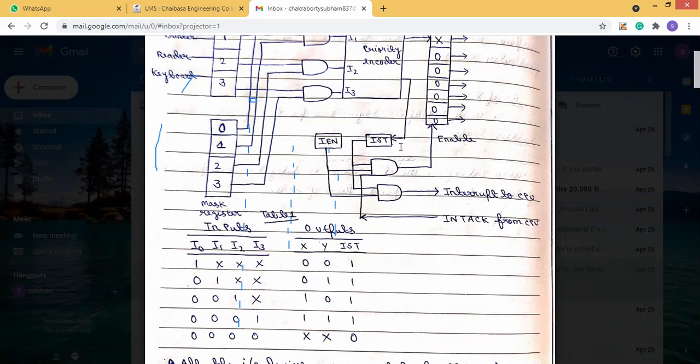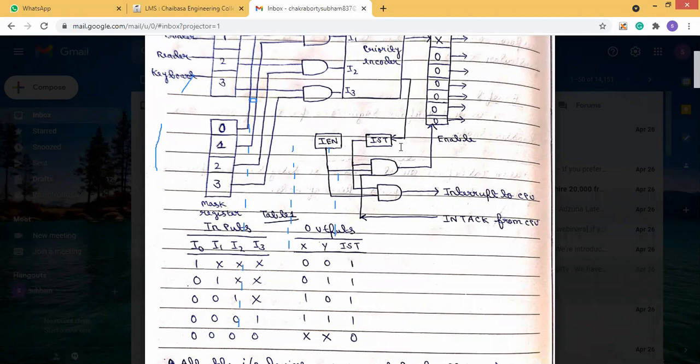Means if IST value is 0, then we can say that no input output devices generate interrupt. If IST is represented as a flag, its value must be 0 or 1. If its value is 0, that means no one generated interrupt. And if its value is 1, that means interrupt is generated.